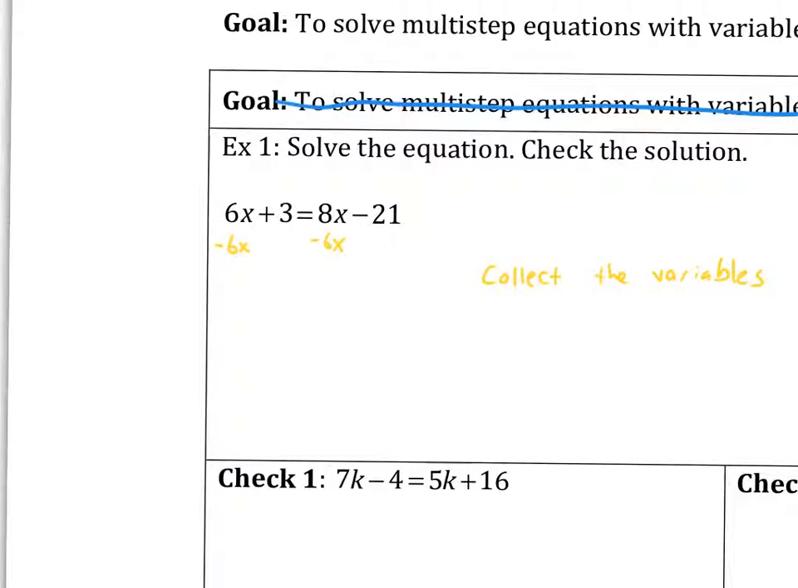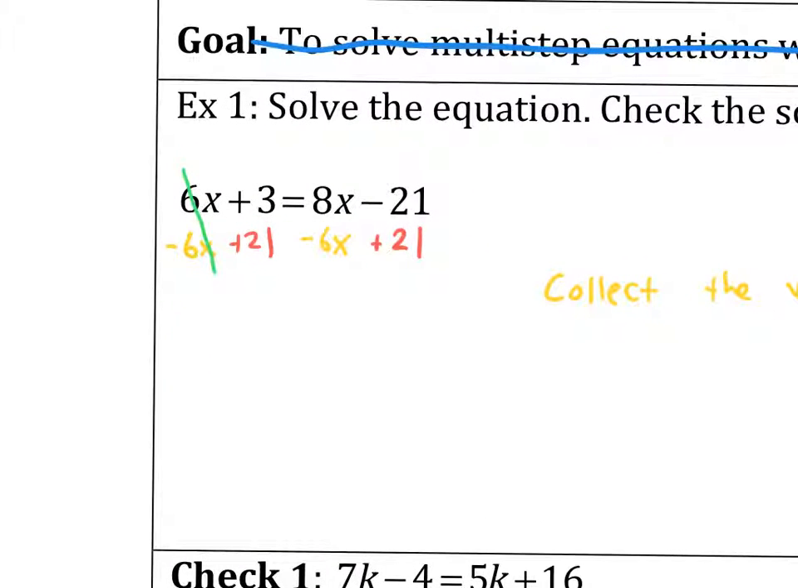Now, while we're here, we can get rid of the other one too. Notice that the 6x on the left side is going to drop out. And we can also, while we're here, move the constant to the other side as well. So we're doing 2 steps in one. We're kind of crazy like that. So in the end here, we get 24 is equal to 2x.